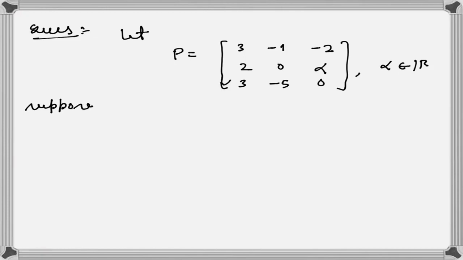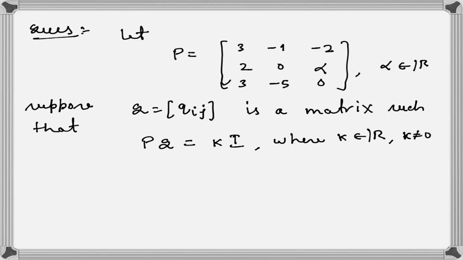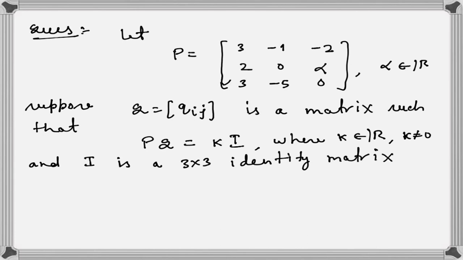Suppose Q be another matrix such that P into Q is equals to K times I, where K belongs to R, K not equals to 0, and I is the 3 cross 3 identity matrix.